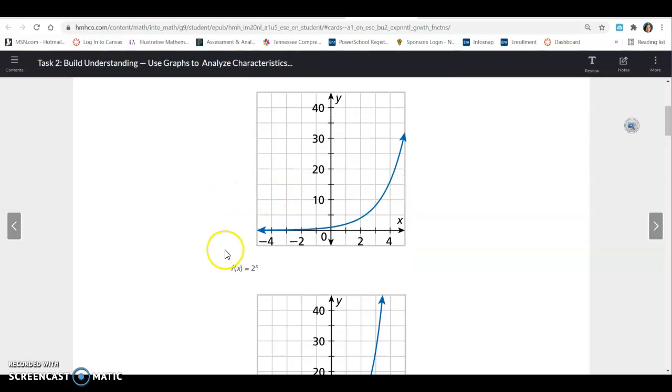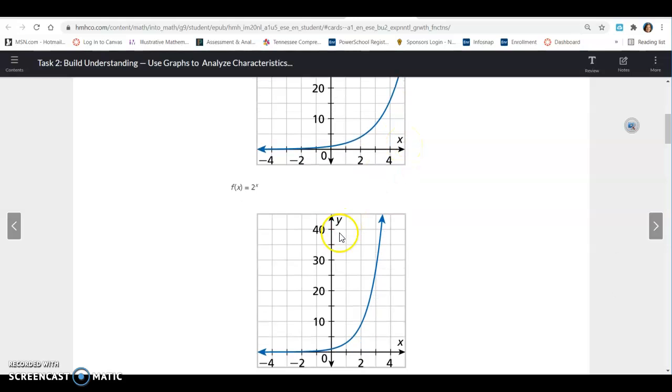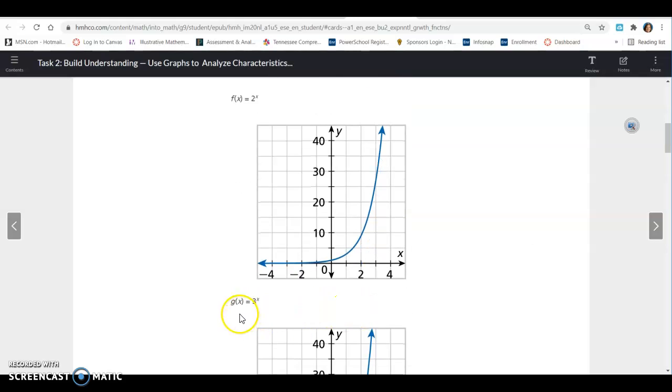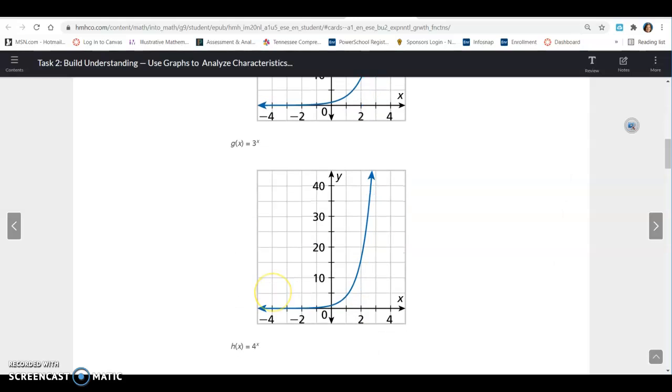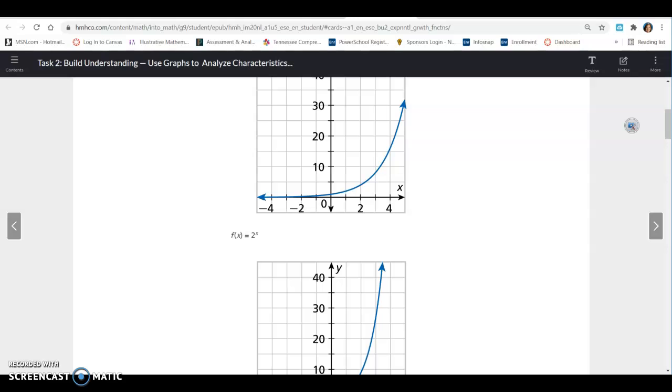The first one says f of x equals 2 to the x power, and you can see right here it starts out close to the x-axis and then grows rapidly as it goes towards positive x. Here, very similar, except it grows even quicker, and this is g of x equals 3 to the x. And the last one is h of x equals 4 to the x, the same kind of shape. Exponential functions all have the same general shape, but the base determines that: the larger the base is, the quicker it grows.